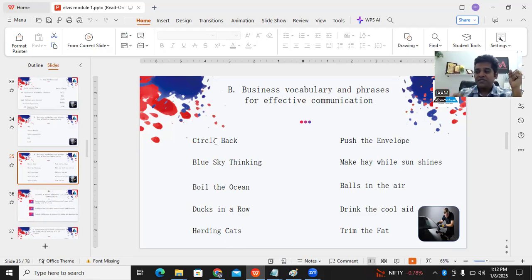Push the envelope is, again, try your best. Make hay while the sun shines is make best use of time. Balls in the air is, there are so many works that I need to do. Drink the Kool-Aid is accepting everything that is told to you. Trim the fat is reduce expenses. So these are some of the phrases they need to be aware of while working in the IT industry, because your clients are also foreign clients.